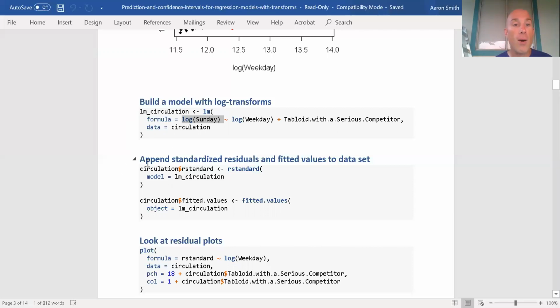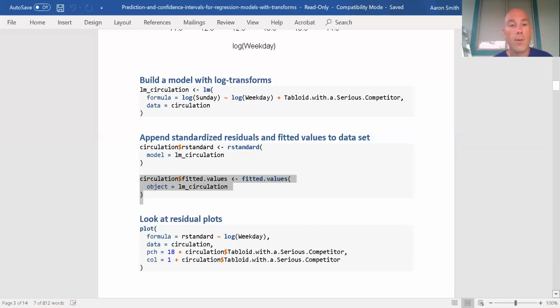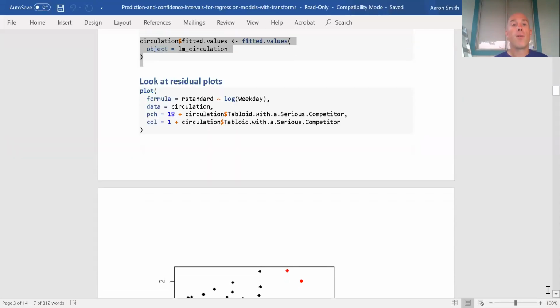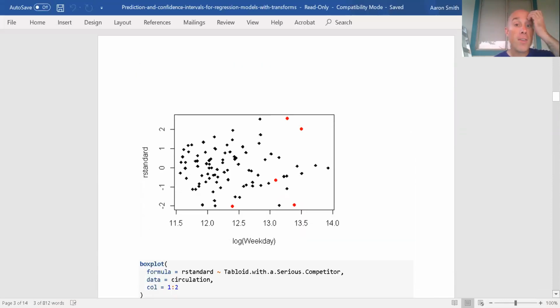All right. So now, let's append the standardized residuals and the fitted data to the data set. Here, I'm taking the standardized residuals and putting them on the data set, because I'm going to use them repeatedly, and I'm going to get the fitted values and put them onto the data set so I can explore it. Now let's look at the residual plots. Let's look at the residuals by log of weekday. If I see a pattern in my dots, I have a problem. I'm not seeing a pattern, so I'm feeling okay.